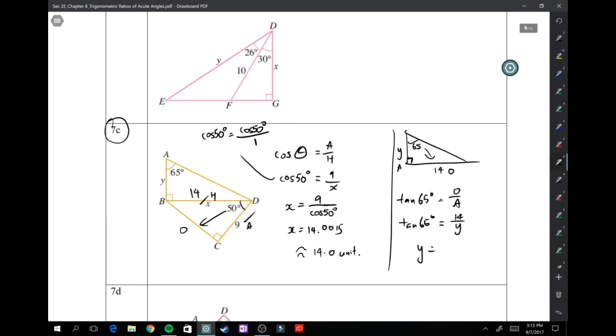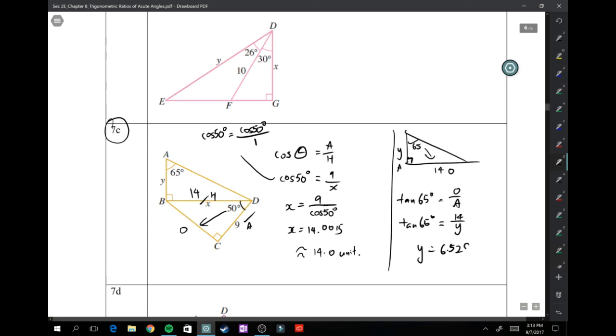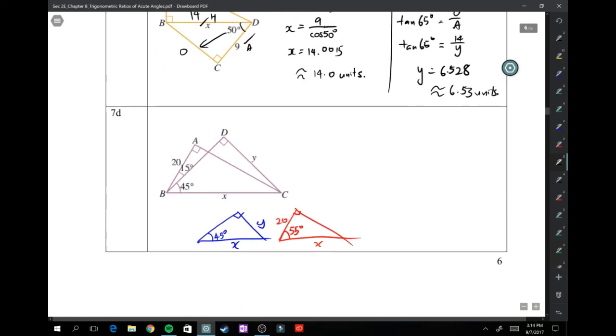Okay, so press your calculator again. You get 6.528. Remember, it's 3 SF, so you round off to 3 SF, you get 6.53 units. Sorry, I forgot the S here. Okay, and that's it for page 6.